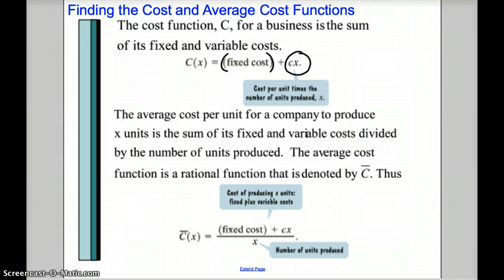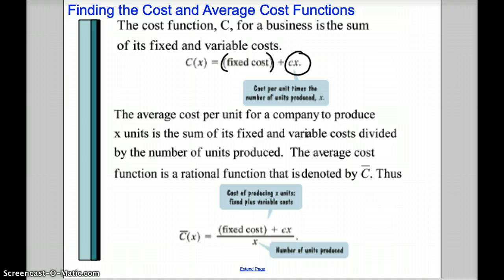Same thing for t-shirts. If you were trying to sell t-shirts, fixed cost would be the cost of the machine to do the screen printing. A variable cost would be the cost every time you make a t-shirt, because you have to pay for the t-shirt and for the actual printing. So that would be a variable cost that depends on the number that you produce.